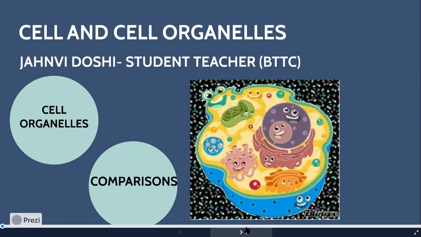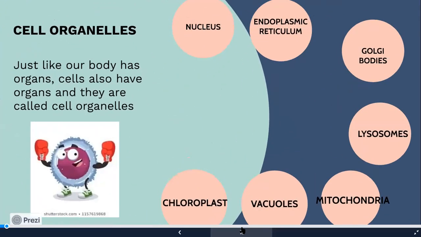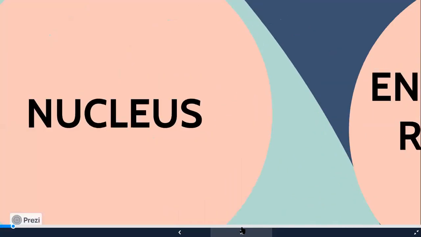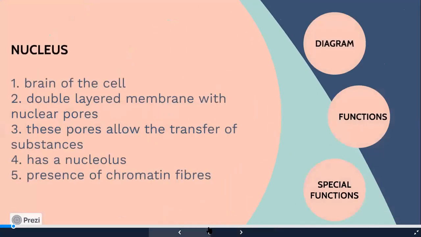Now today in this video, we are going to learn about cell organelles and the comparisons between them. Now, what are cell organelles? Just like a body has organs, cells also have organs, and these organs are called cell organelles. There are different types of cell organelles, like you can see: nucleus, endoplasmic reticulum, Golgi bodies, lysosomes, mitochondria, vacuoles, chloroplast, etc. Let's first see what the nucleus is.